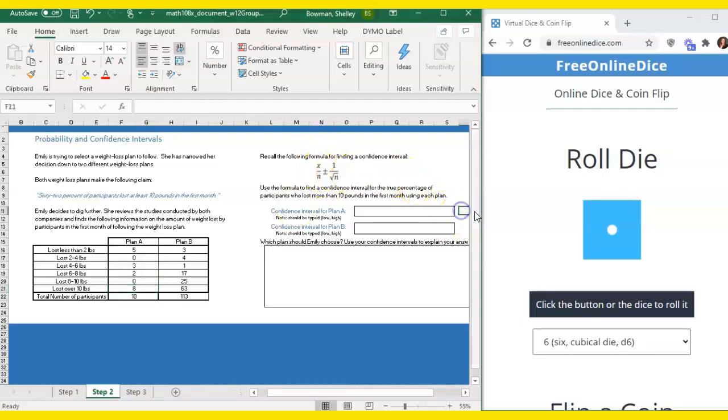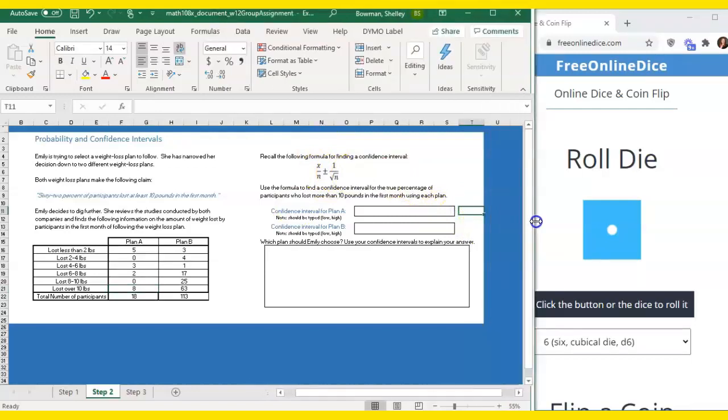And I'm going to do some calculations off to the side here so that I can put my numbers in. So I'm going to do equals because I want to calculate. I'm going to take 8, and in this case I'm actually not going to cell reference, and you'll see why in just a second. I'm going to type in 8. Then we divide it by n. N is the number in your sample. For plan A, it's 18, so divide by 18.